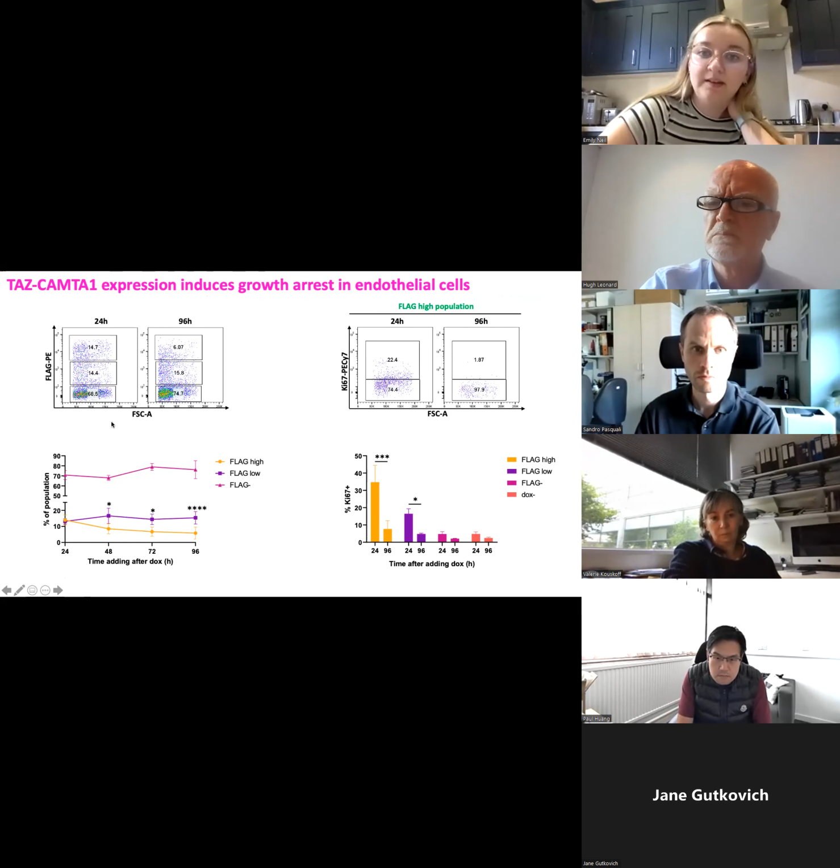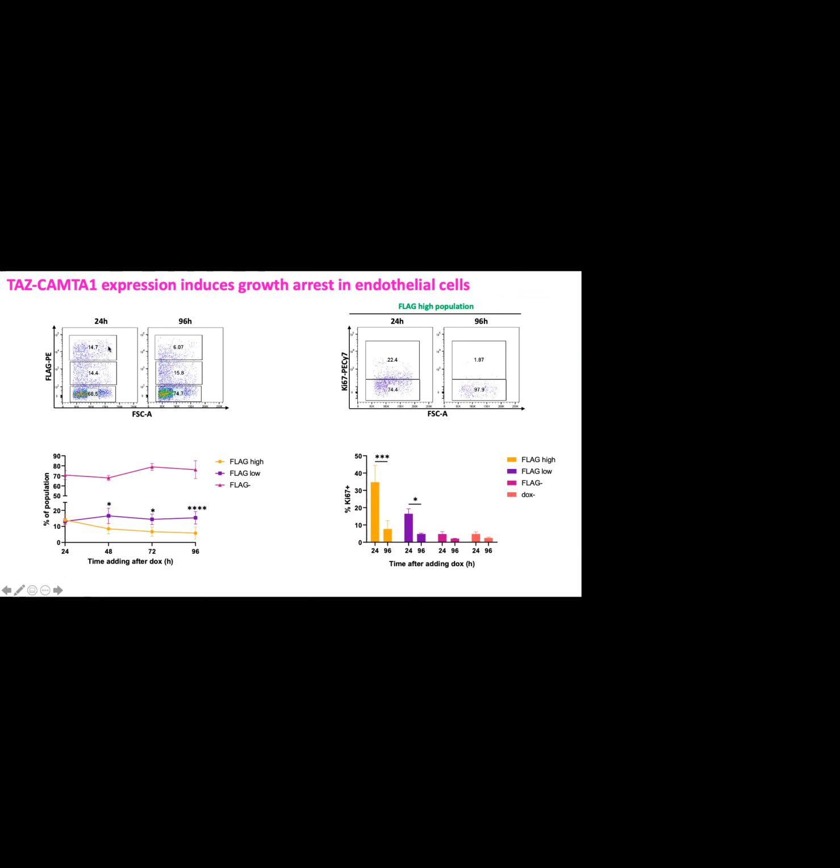Here we have one of the first experiments that I did, where I looked at the expression of TAZ-CAMTA1 over time after adding DOX. What this showed was that the TAZ-CAMTA1 expressing populations decreased as time went on. You can see in the summary plot below, you start off with around 15 to 20% FLAG high cells, and this gradually drops off as time goes on to the point where it's significantly different by the end of the experiment. This suggested to us that there was some kind of growth disadvantage to the TAZ-CAMTA1 high expressing cells.